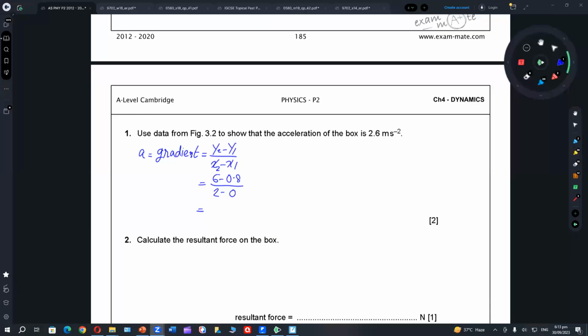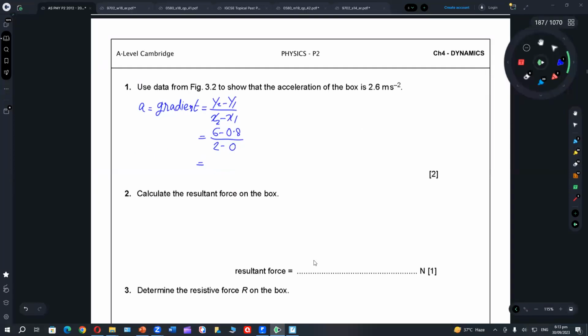So, sir, sorry, I lost the connection. What was the answer for this calculation? 2.6. Yeah, 5.2 divided by 2.